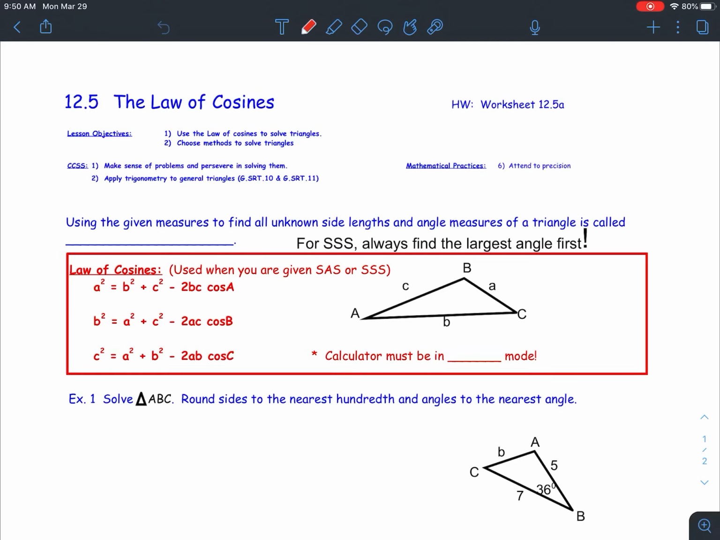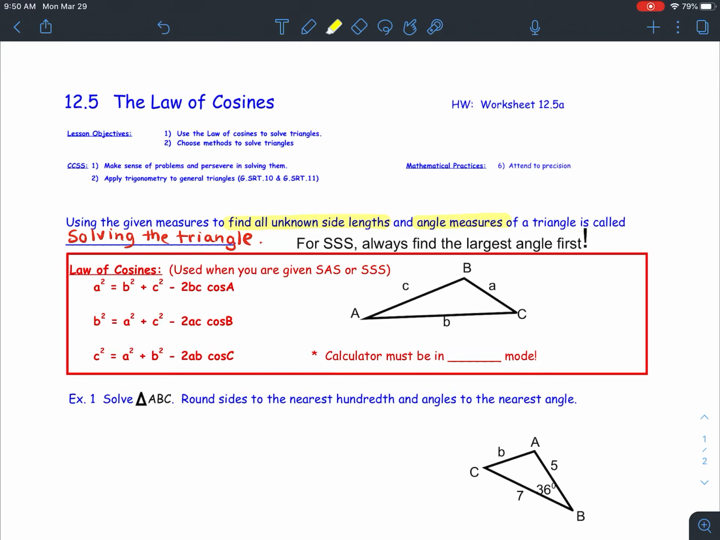Same thing still stands true here, though, that when you're using any of the given measures, angles or sides, to find all the unknown side lengths and angle measurements of a triangle, that is called solving the triangle. Okay, so the directions for these are going to say solve the triangle. And so essentially what they're going to want us to do is find all the missing side lengths and all of the missing angle measurements.